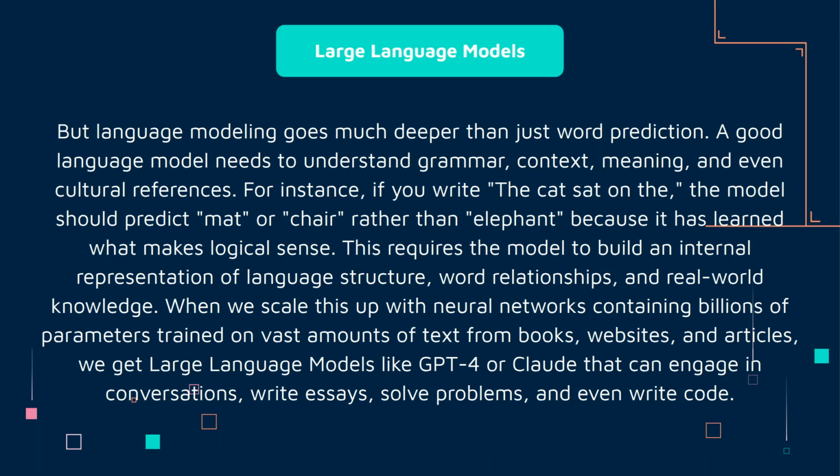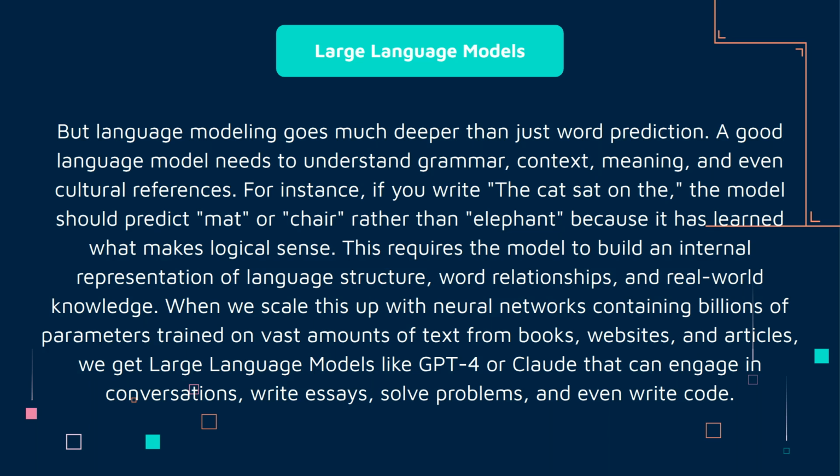But large language models go deeper than just predicting the next word. A good language model understands grammar, context, meaning, and even cultural references. For instance, if you write "the cat sat on the," the model should predict maybe "mat" or "chair." It shouldn't say the cat sat on the sky, or on the elephant. That doesn't make sense in our society or within our culture. Cats don't sit on elephants, so a good language model should understand these contextual meanings as well.